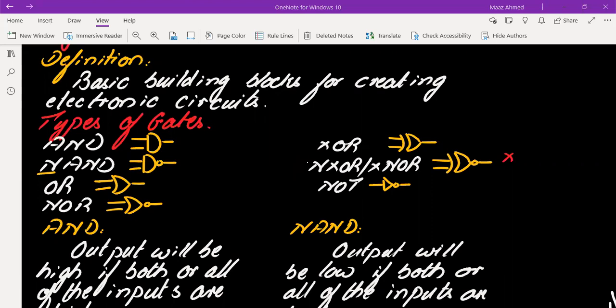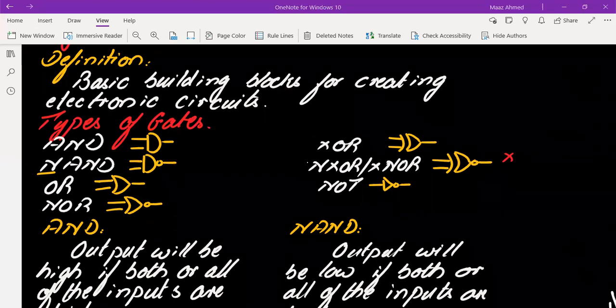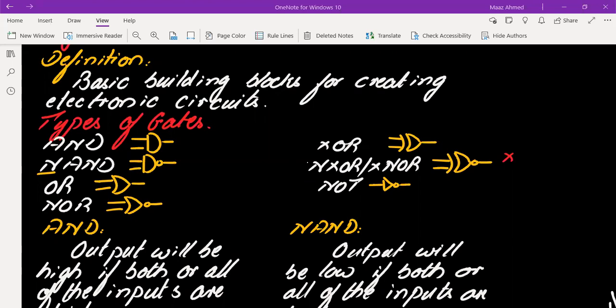Always remember that these gates may include any number of inputs, but they will only have a single output, whereas the NOT gate will only have a single input and a single output. Is that clear?